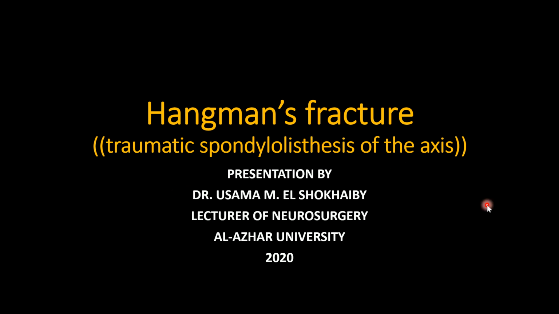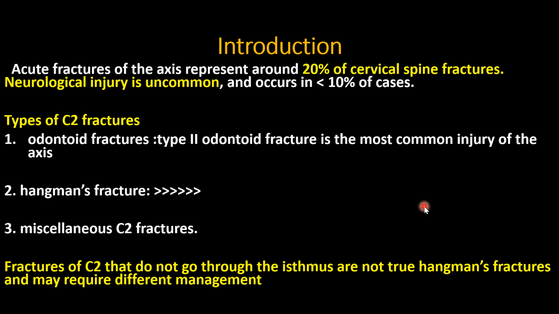Hangman's fracture, also known as traumatic spondylolisthesis of the axis. As an introduction to Hangman's fracture, we should know that acute fractures of cervical spine number 2 represent around 20% of cervical spine fractures, and neurologic injury is also uncommon and occurs in less than 10% of cases, and this was also the rule in craniocervical junction injuries.